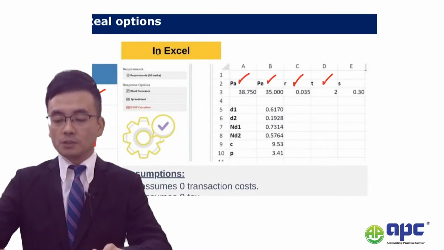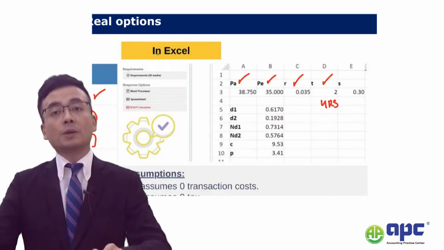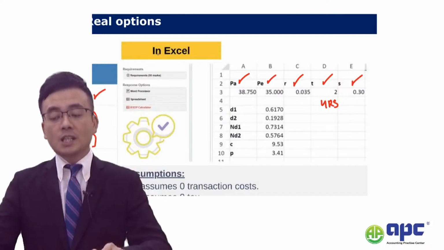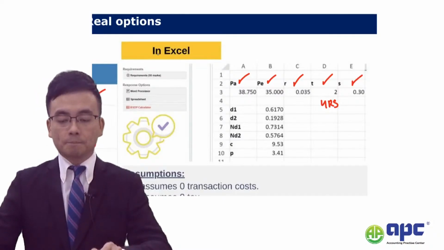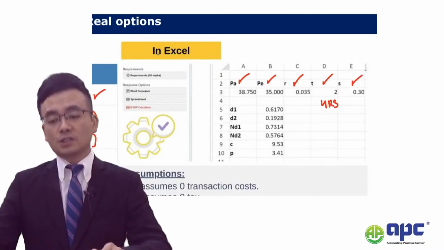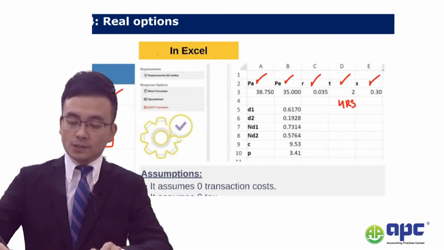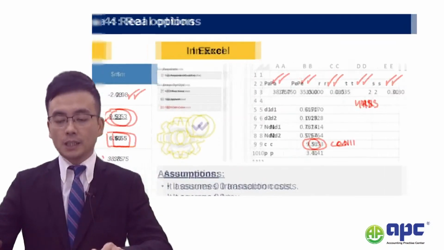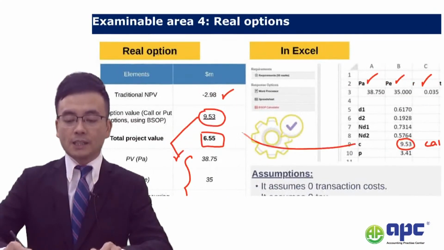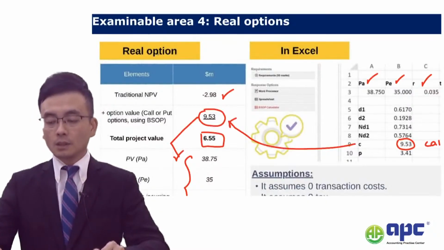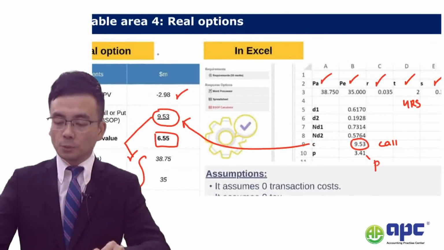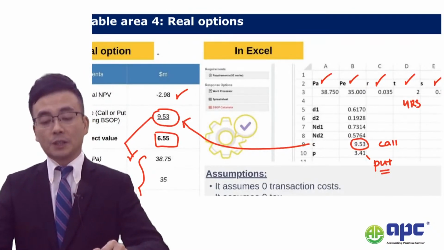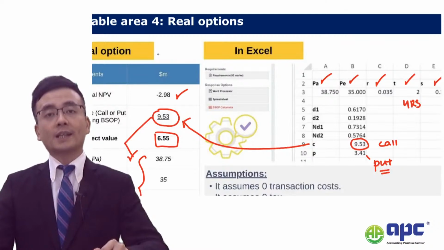So for example, in terms of number of years, here it will be 2 years. And finally, we've got a standard deviation. Here it will be 0.3. Now, if you were to slot that in, you can see the call option value of 9.53 is just the value directly given. If you're thinking about the put option, or P for short, we've got the put option value here, if you were to dispose of the project at some point in the future.